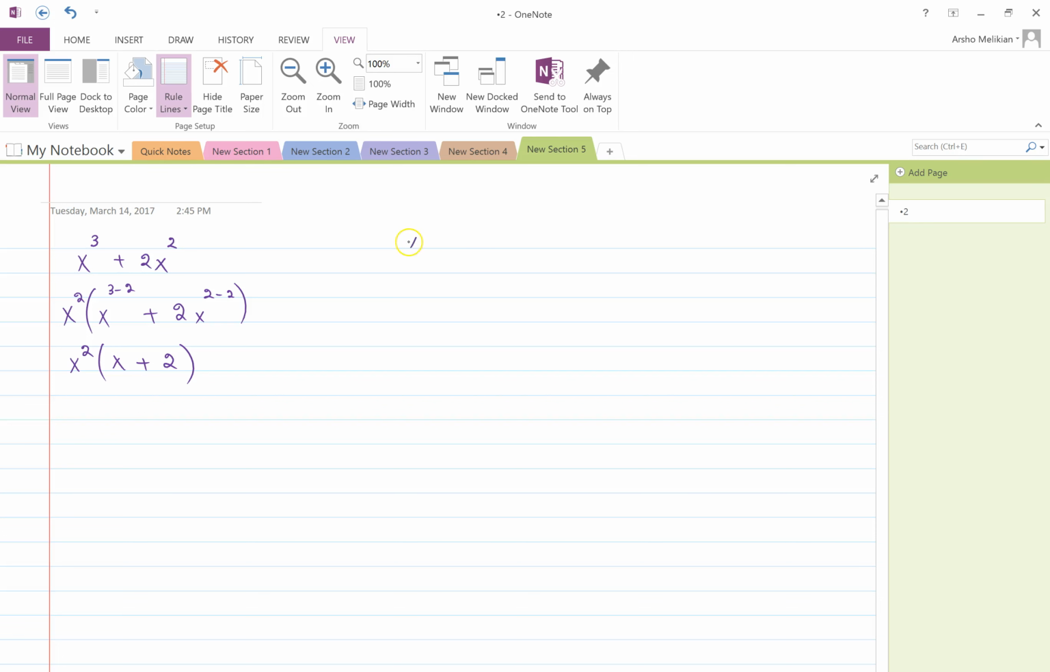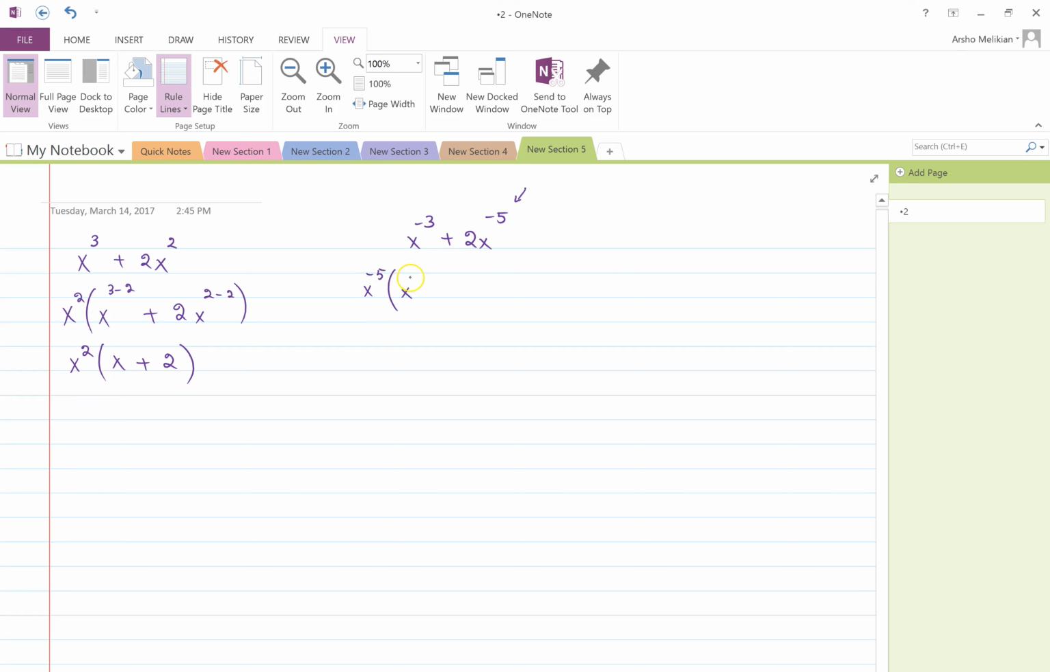x to the negative 3 plus 2x to the negative 5. And this is something that you need to be very quick at doing. Again, this is a very basic example. So what you're going to do is factor out the term with the smallest exponent. And in this case, it's this, right? That's the smallest exponent. So we factor it out.